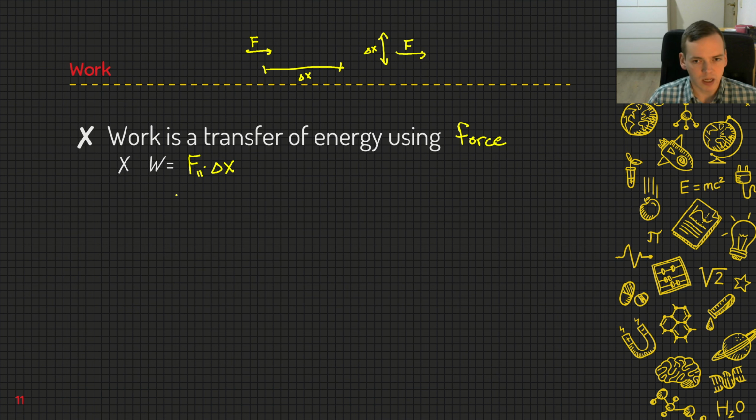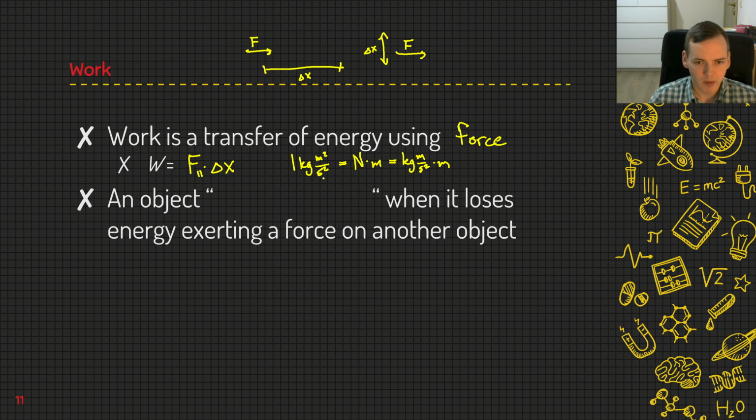Work has a unit of 1 kilogram meter squared per second squared. That's a unit of joule. And that's going to equal a Newton times a meter, which is also equal to a kilogram meter per second squared times a meter. A Newton is a kilogram meter per second squared. A meter is a meter, so multiplying them, we get the same thing on both sides.